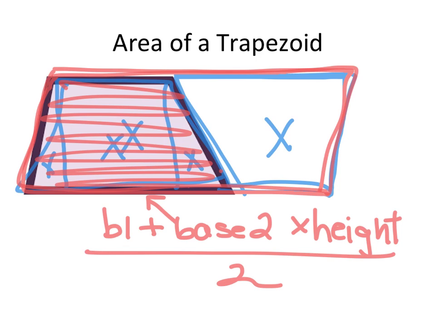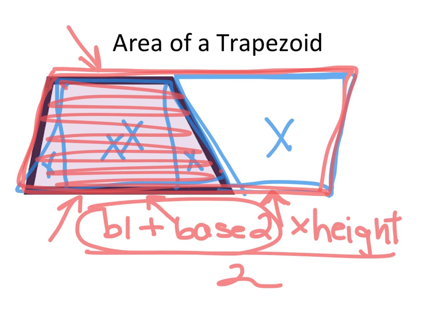Now let's look at what we just did. We took base 1, let's say that the bottom of this is base 1, plus base 2, that's actually up here, but we're adding it because we added it here. So those two together, base 1 and base 2, give us our new base. Now if we take that times the height, that will then give us the area of that parallelogram. But we only want half of it, so we divide it by 2 to get only half.